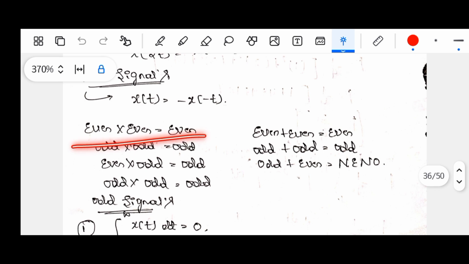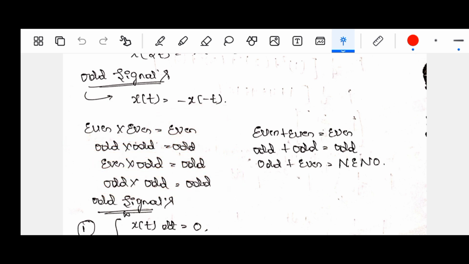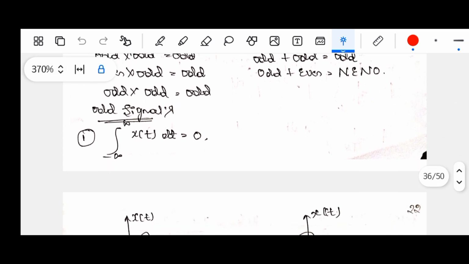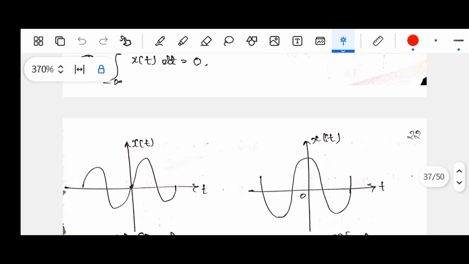Let's see, even into even is always even, odd into odd is even, odd into even is odd. This is for multiplication. When it comes to addition, even plus even will be even, odd plus odd will be odd, and odd plus even will be neither even nor odd signal. See this: the integration from minus infinity to plus infinity of x of t dt is equal to 0 for an odd signal.